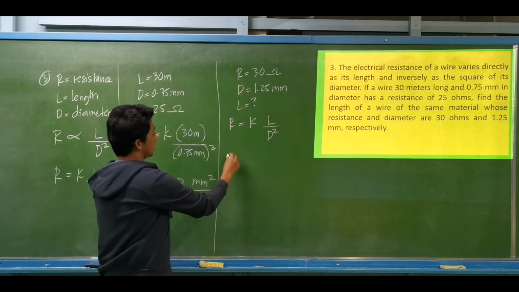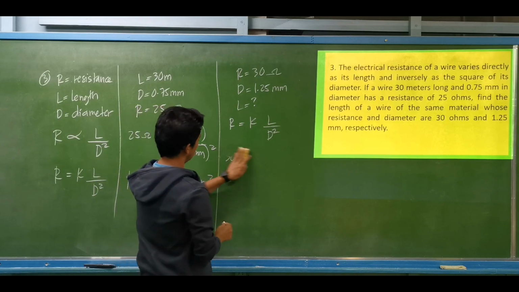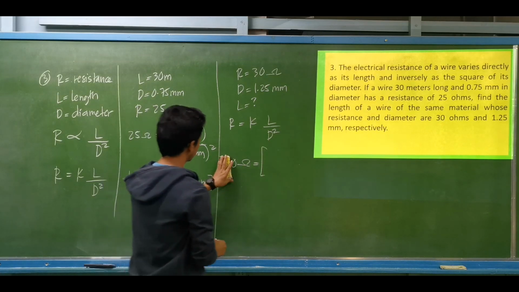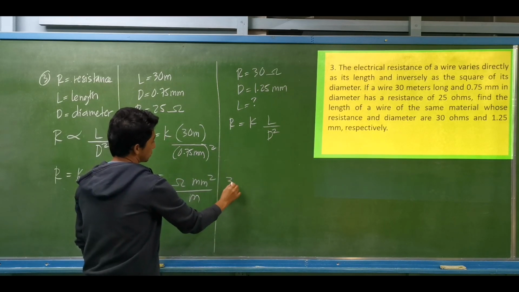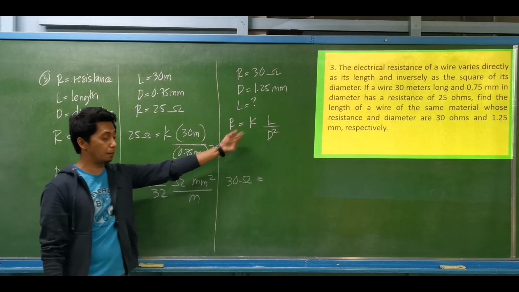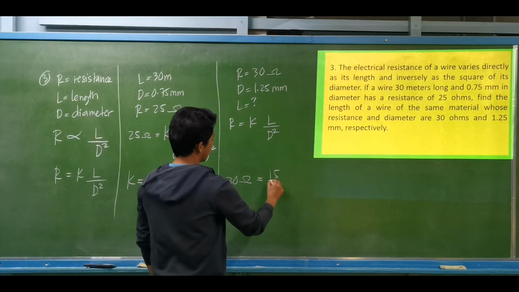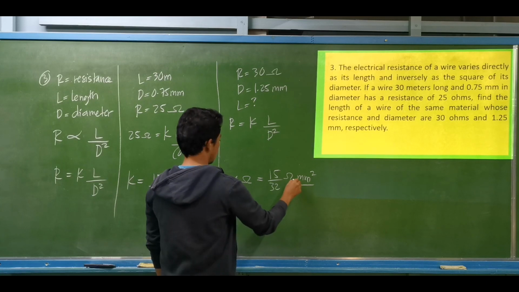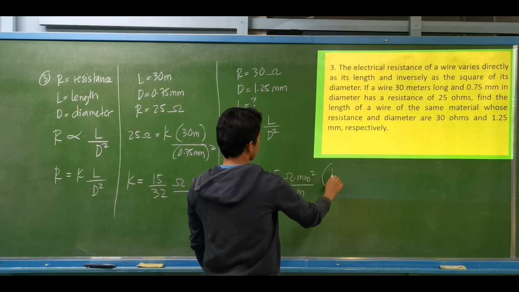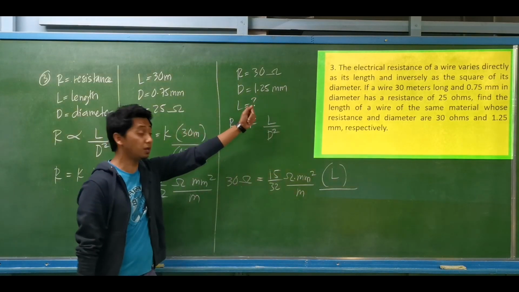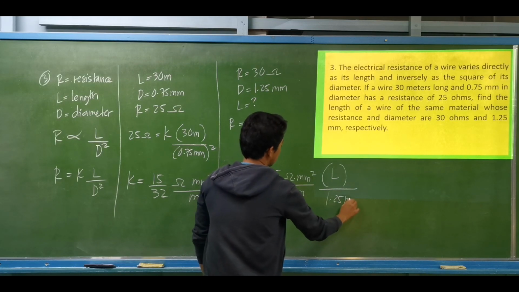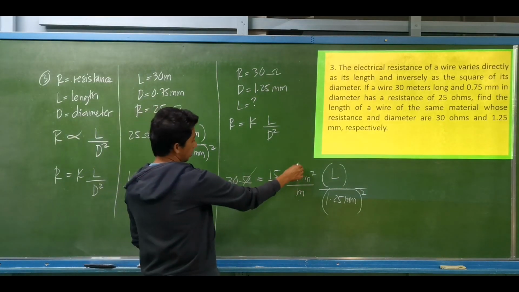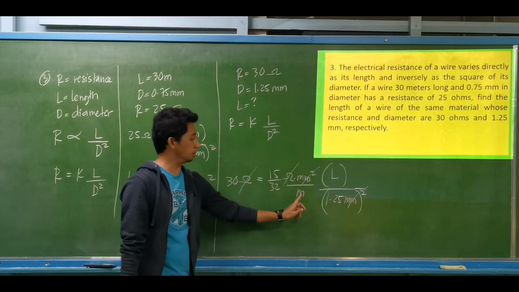And we have the resistance as 30 ohms equal to our proportionality constant, which is 15 divided by 32, with the unit ohms millimeter squared divided by meter, multiplied by the length, divided by the new value of the diameter, 1.25 millimeters, and this quantity should be squared. If we do unit analysis, we may cancel the ohms and mm squared. So the remaining unit will be meter.